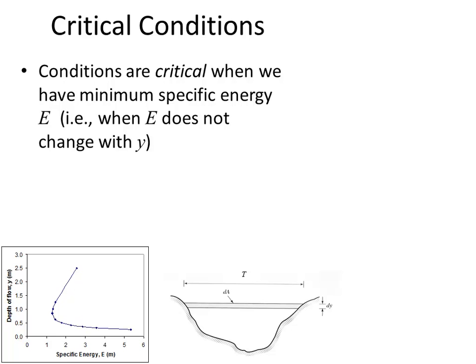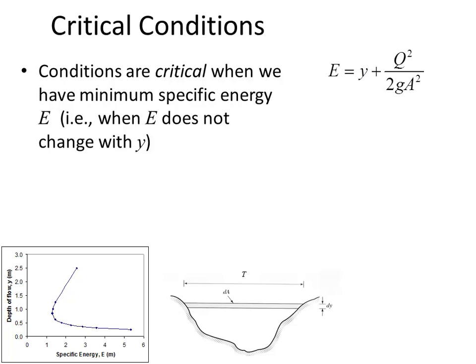And what that means is that the specific energy is not changing at all at this point. Before that, changes in depth were either increasing or decreasing the specific energy. So we're talking about the slope of this. When we get to the minimum specific energy, the change of depth does not affect E any longer. And E does not change with y. So straight up and down, vertical line there at the minimum specific energy.